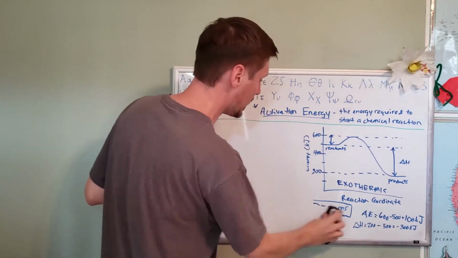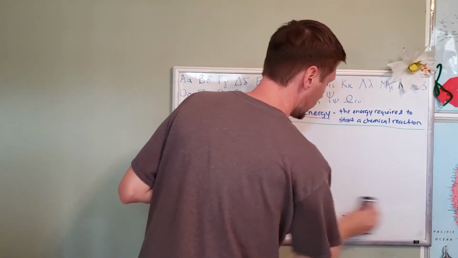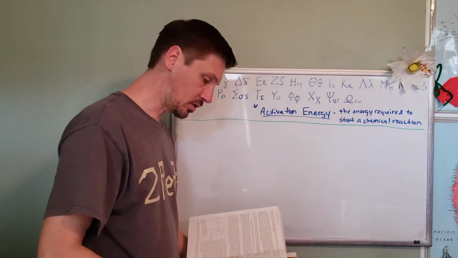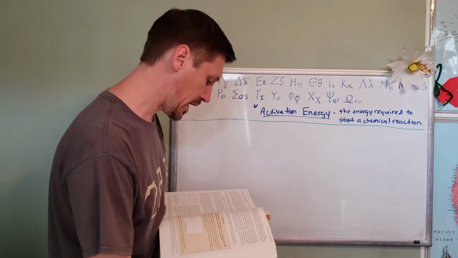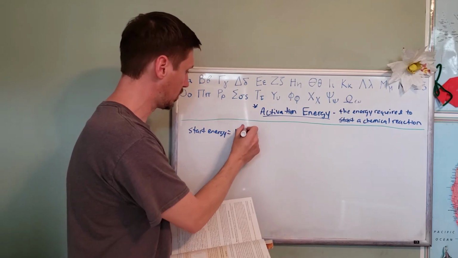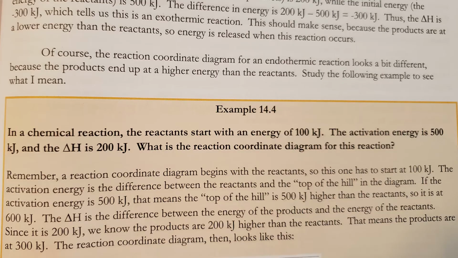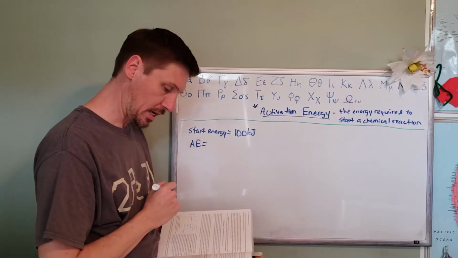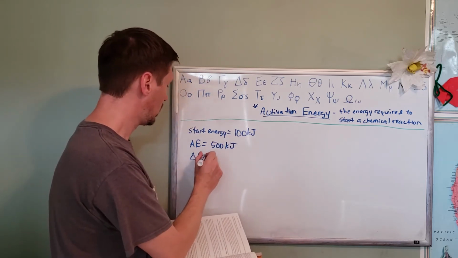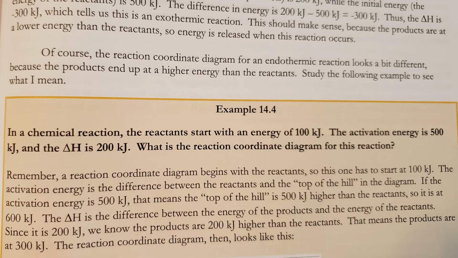And it's on page 429. And this particular problem is simply asking us to draw a reaction coordinate diagram for the particular chemical reaction that they describe. And so they tell us this. In this chemical reaction, the starting energy equals 100 kilojoules. And the activation energy, again we'll abbreviate as AE, is 500 kilojoules. And they tell us that the change in H equals 200 kilojoules. All right, so that should be enough information for us to draw the reaction coordinate diagram for this reaction.